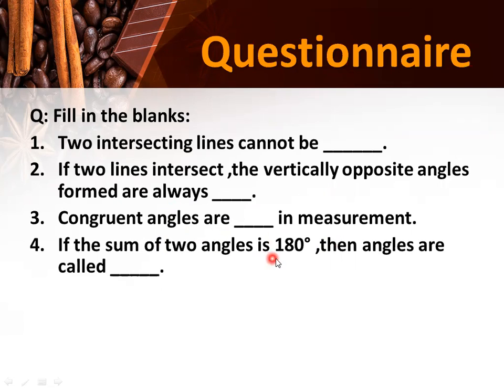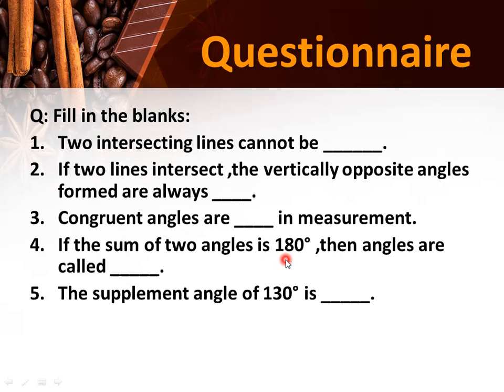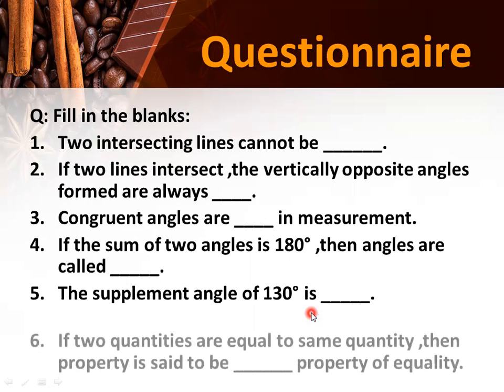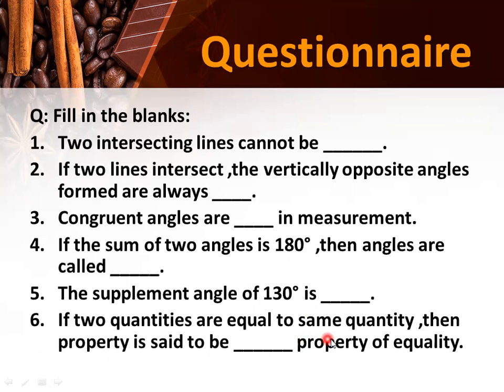If the sum of two angles is 180 degrees, then we will say the angles are supplementary. And the supplement of 130 is what? Can anyone tell me? Obviously the answer will be 50 degrees. So the supplementary angle of 130 will be 50 degrees. If two quantities are equal to the same quantity, then the property is said to be the dash property of equality. So this is called the transitive property of equality.